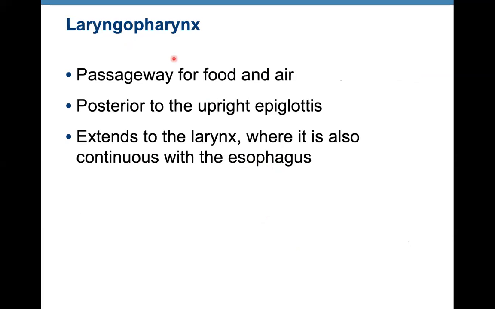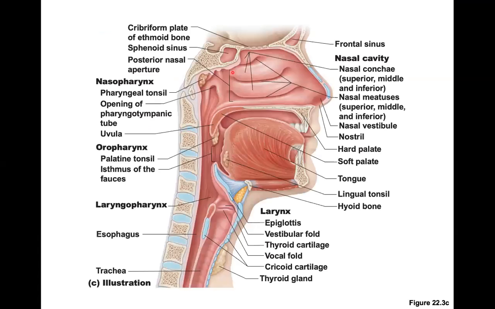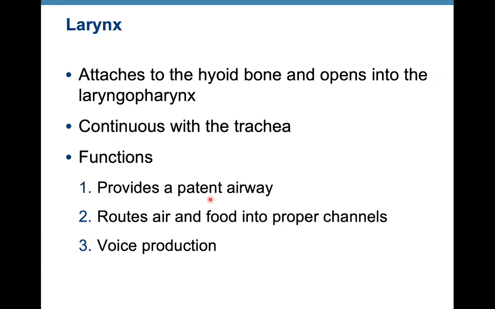The laryngopharynx is the third part. This is also a passageway for food and air. It is posterior to the upright epiglottis, and it extends to the larynx where it is also continuous with the esophagus, okay? And again, right here, we have the nasopharynx, oropharynx, and then the laryngopharynx. The larynx will attach to the hyoid bone, and it will open to the laryngopharynx. It is continuous with the trachea, and it functions to provide a patent airway, routes air and food into proper channels, and it's also involved in voice production.